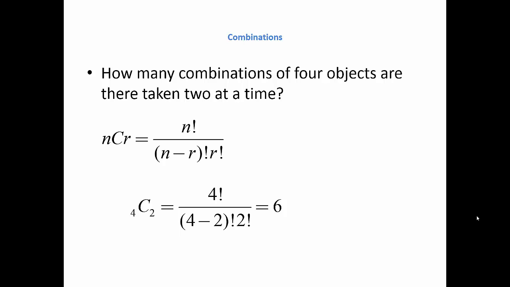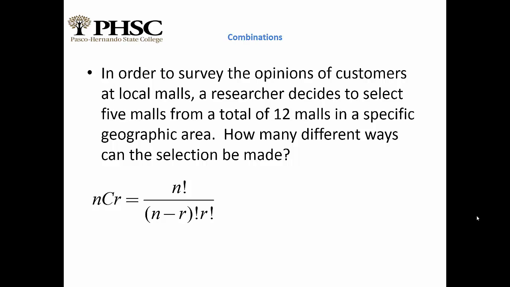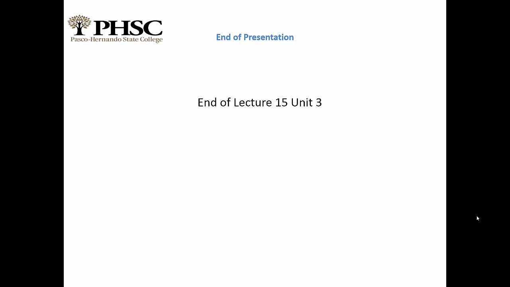So how many combinations of 4 objects are taken 2 at a time? Here we have 4 objects taken 2 at a time. 4 factorial divided by 4 minus 2 factorial times 2 factorial gives us 6 different possibilities. In order to survey the opinions of customers at local malls, a researcher decides to select 5 malls from a total of 12 malls in a specific geographic area. How many different ways can the selection be made? Again, combinations. So 12 factorial divided by 12 minus 5 factorial times 5 factorial gives us 792 possibilities. And that's the end of Lecture 15, Unit 3.